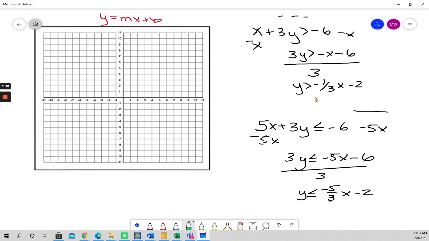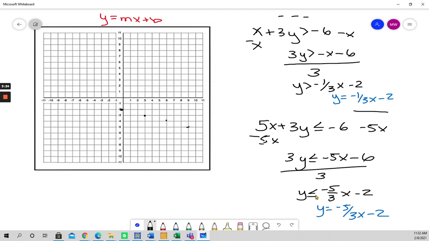I'm going to graph both of these. So I'm going to graph this the same way I would graph y equals negative 1/3 x minus 2. And I'm going to graph this the same way I would graph y equals negative 5/3 x minus 2. I'm going to start with this first graph up here. So I start at my negative 2, and I go down 1 and over 3 throughout my graph.